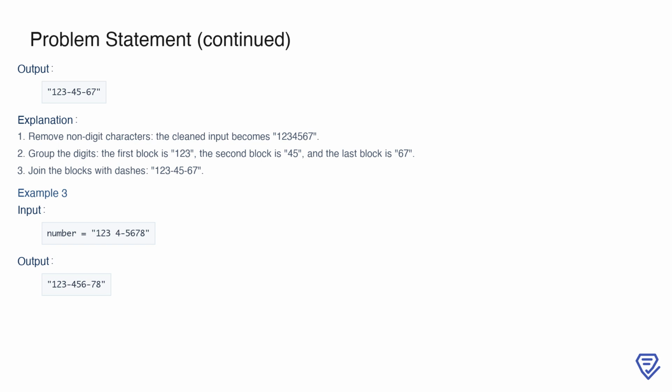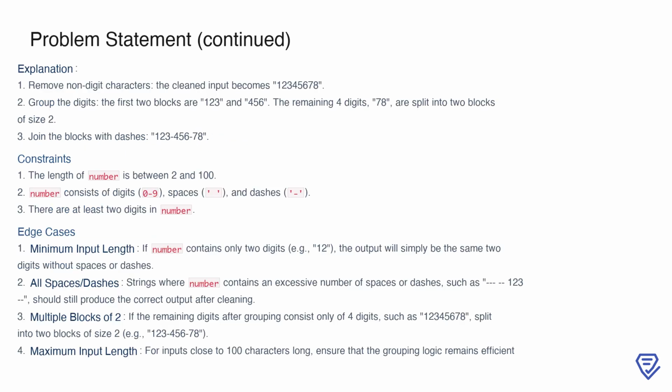This example highlights the rule about forming blocks of size 2 when there are no more full blocks of size 3 possible. In another example, where the input is number equals "123 4-5678", cleaning the input leaves us with 12345678. Here, we start by grouping the digits into blocks of size 3, forming 123 and 456. However, we are left with exactly 4 digits, so we split them into 2 blocks of size 2, 78. Joining all the blocks with dashes results in the output 123-456-78. This demonstrates how to handle cases where the remaining digits after grouping consist of exactly 4 digits.